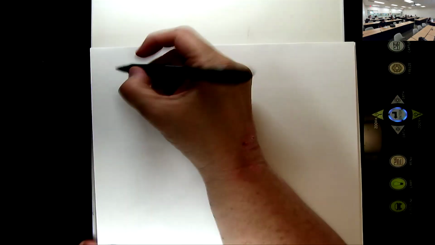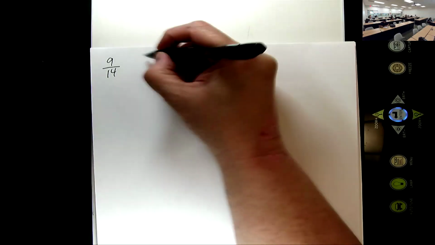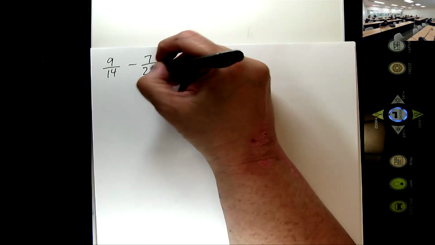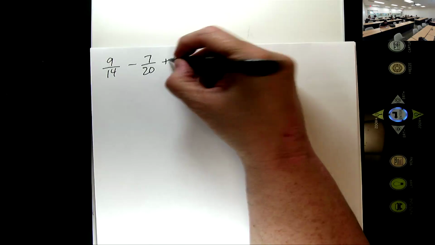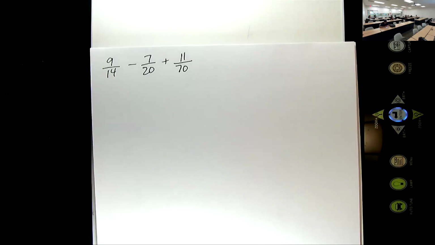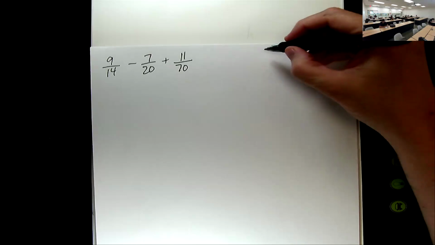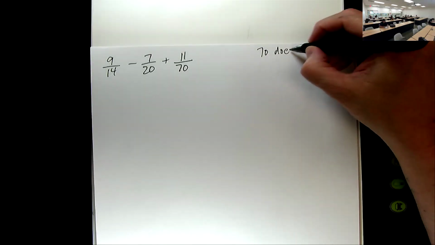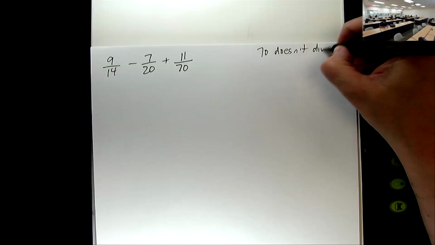So let's do something like 9/14 minus 7/20 plus 11/70. Now here, 70 does not divide evenly by 14 or 20.